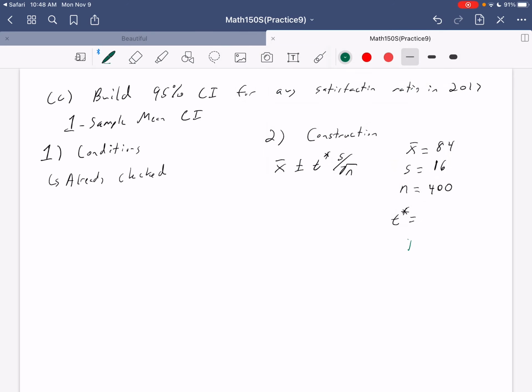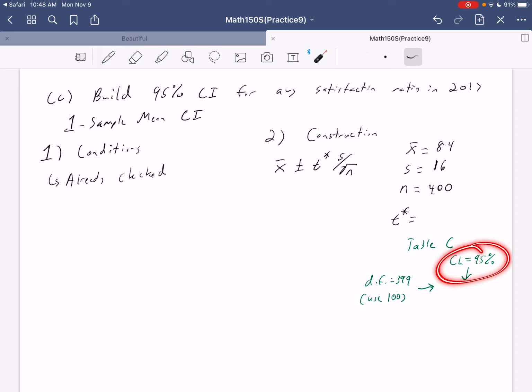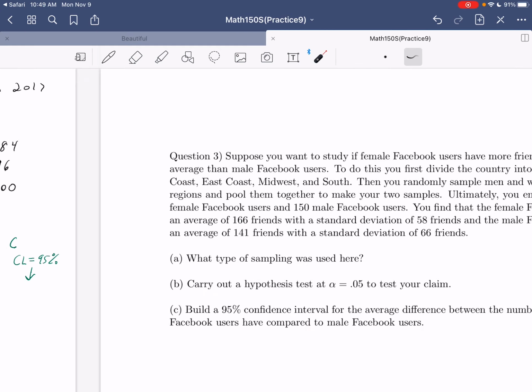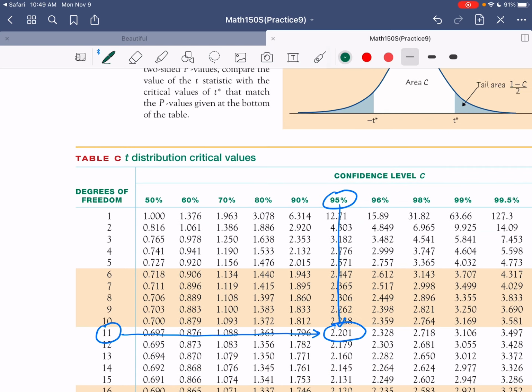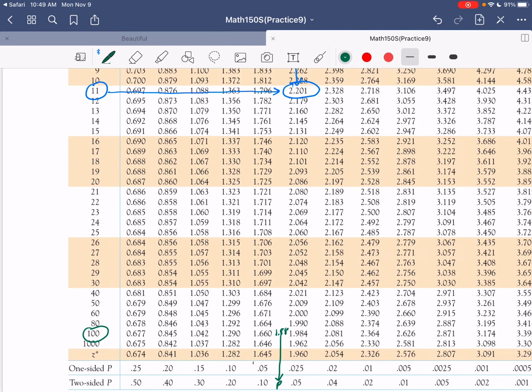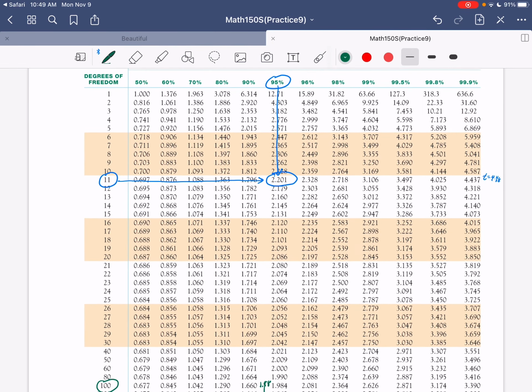So to do that, we're going to take on table C, the degrees of freedom is 399, and we're going to use 100. We're going to intersect that with the confidence level, which is 95%, and put those two together. And again, the confidence level comes directly from the statement of the problem. So 95% and 100 degrees of freedom. So we'll zoom out just a little bit so we can see that.